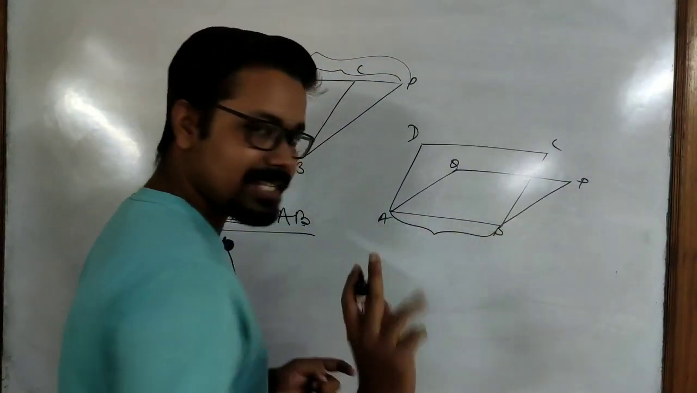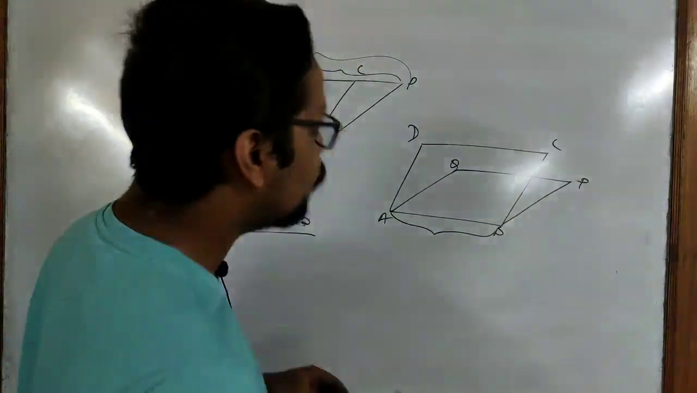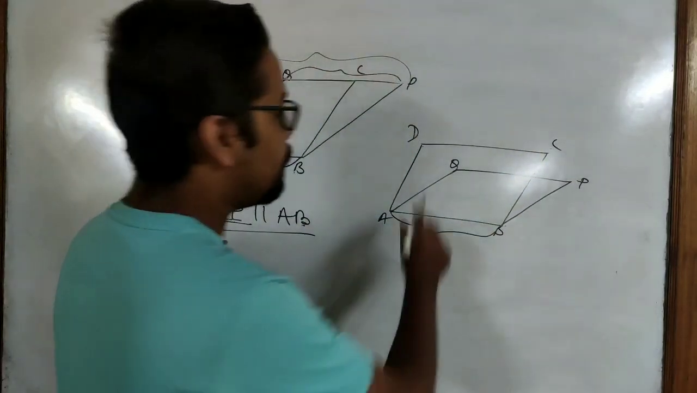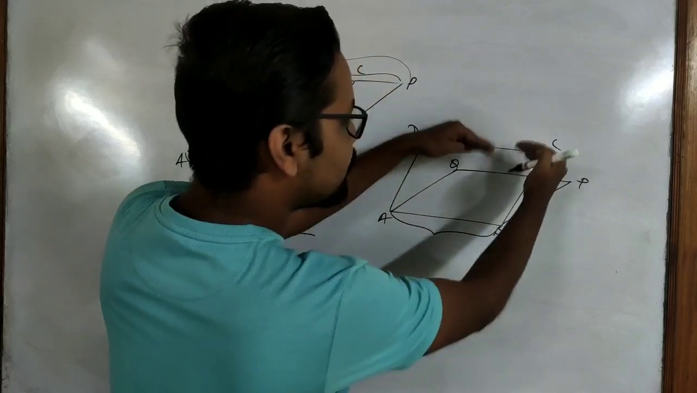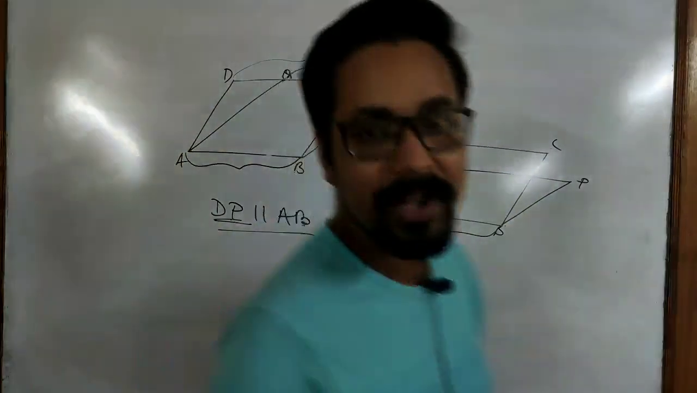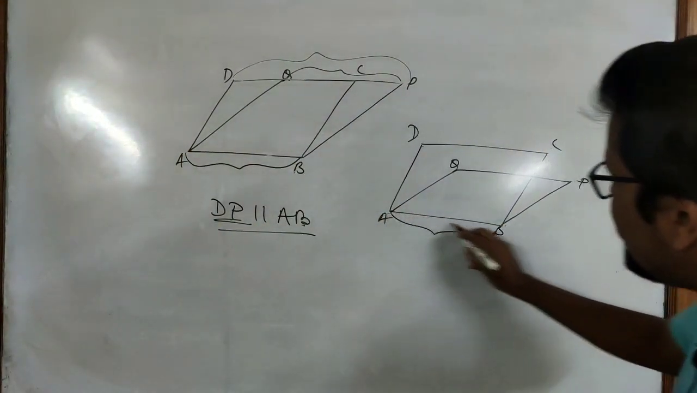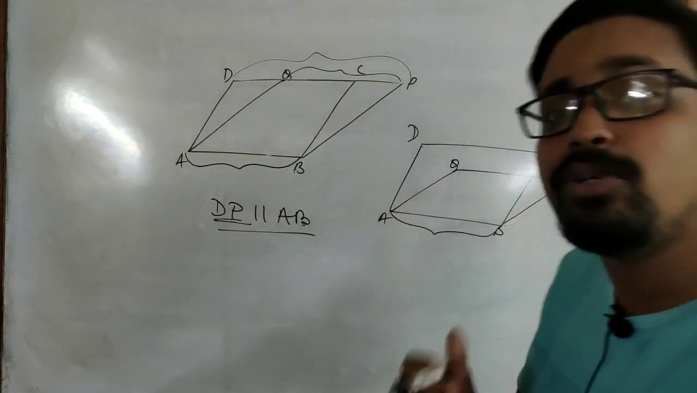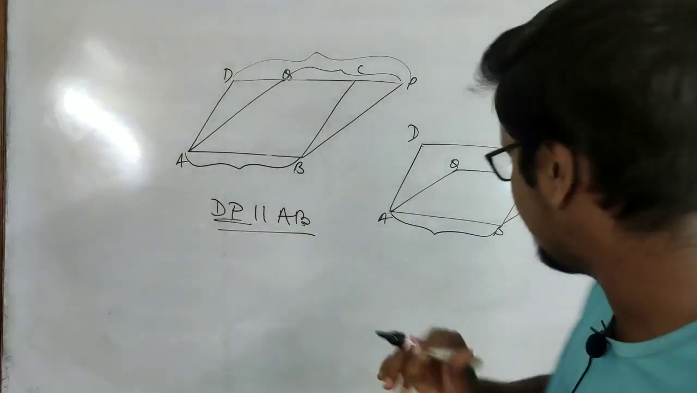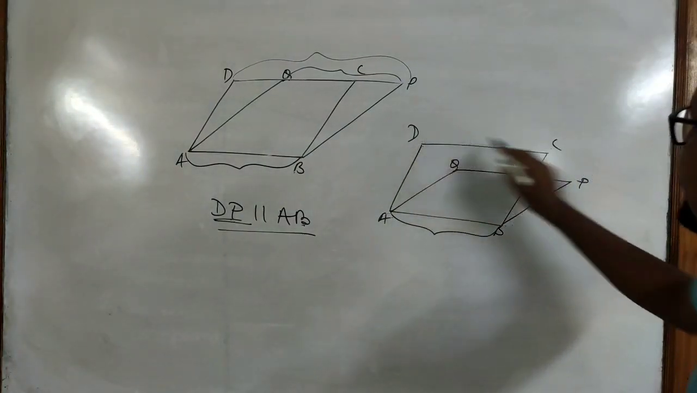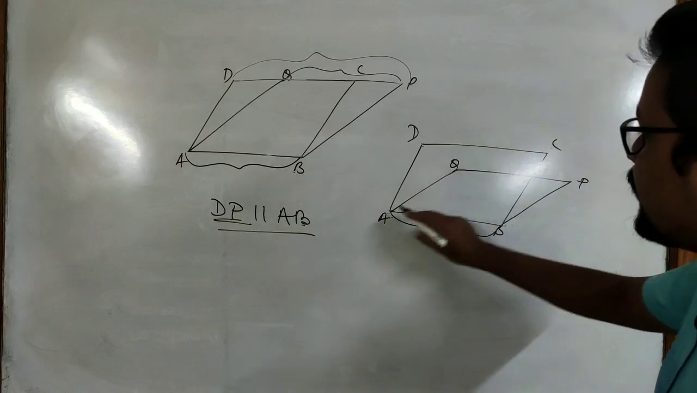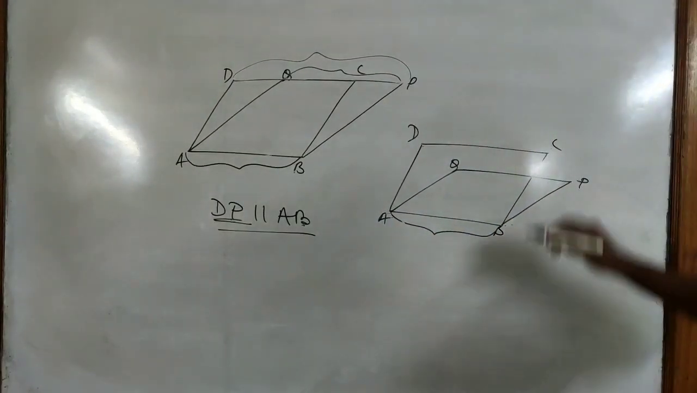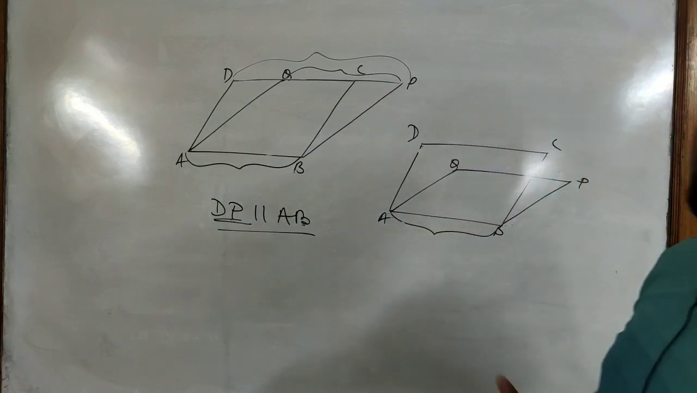It will be clear if you go to this one. In this case the base is same, but are the parallel lines the same? No, DC is parallel to AB and QP is also parallel to AB. But do DC and QP lie on the same line? No, they don't lie. Okay, I hope you understand this one. So AB is the common base for both the parallelograms, but they do not lie between the same parallel lines. See, AB and CD are parallel, but also AB and PQ are parallel, but PQ and CD do not lie on the same line.